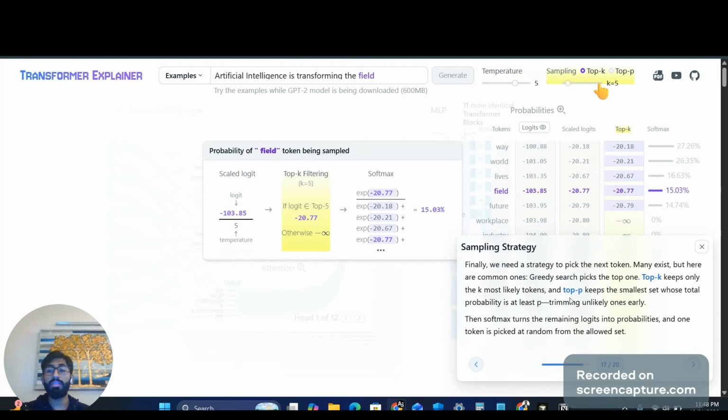Sampling strategy. You sample out, you filter out the top 5 results, and then you shuffle again. So it exists to get the most likely tokens. Top P keeps a small set whose total probability is at least P, trimming unlikely ones early. Then softmax turns the remaining logits into probabilities, and then one token is picked at random from the allowed set.